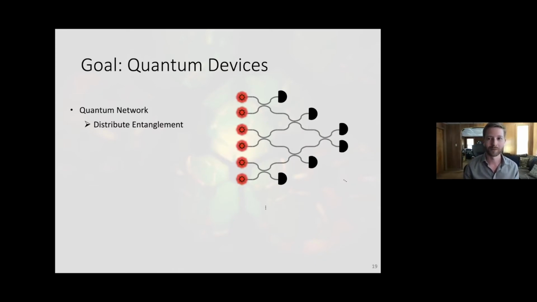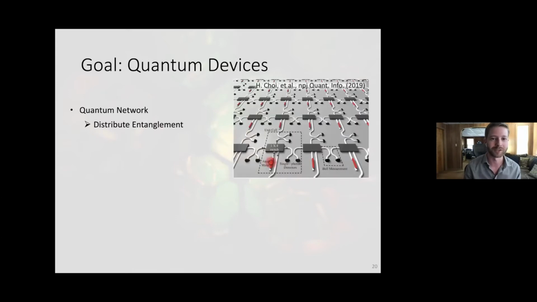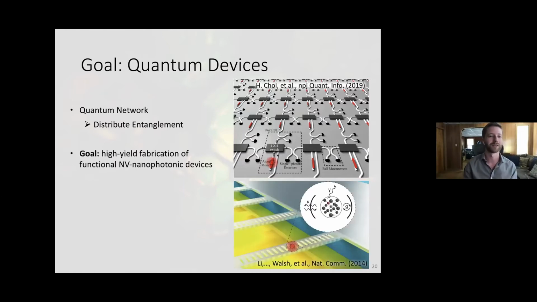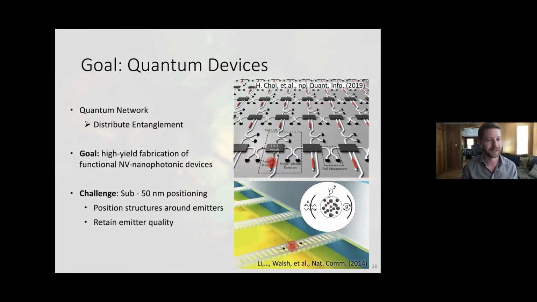And to see this in more of a practical scheme, we can imagine an architecture like this, where your atomic memory interfaces with a switch, connecting it to any of the nearest neighbors, which then has the beam splitter and detection. So now to dive more specifically into our goal here, we're trying to get high yield fabrication of these nanophotonic devices. And specifically getting a 50 nanometer positioning of that quantum emitter in that quantum device. And so we're going to show you how to position structures around the emitters while retaining emitter quality.